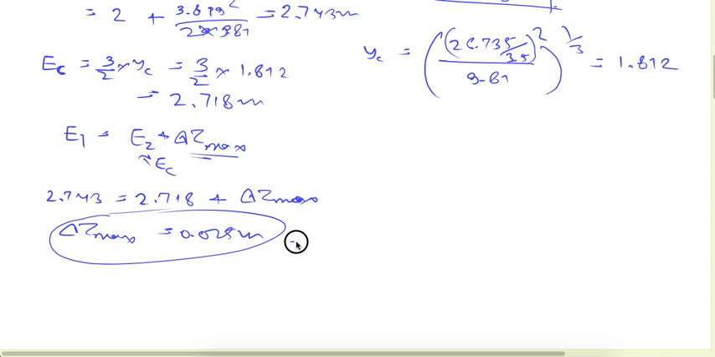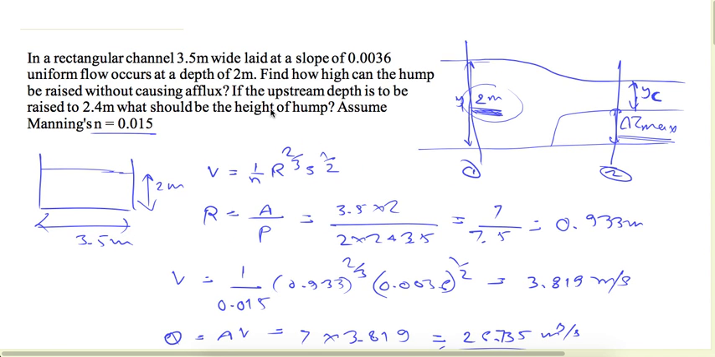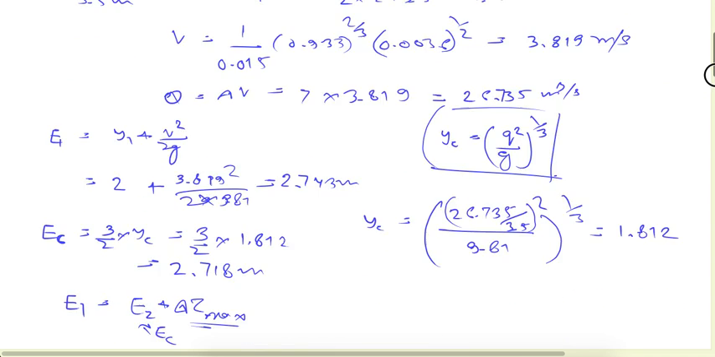And this was the first part of the question, where it was asked how high can the hump be raised without causing afflux. Afflux means the change in depth here. So delta Z max without any change in depth is coming out to be 0.025 meter.